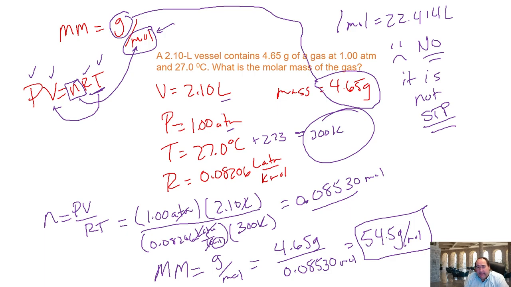Now, if this was an STP condition and maybe they gave you a volume or something like that, like they did, you could then use it to get the moles and divide out the grams by the moles. But again, in this case, you could not use it because it was not STP.